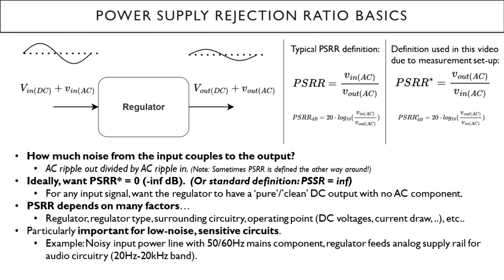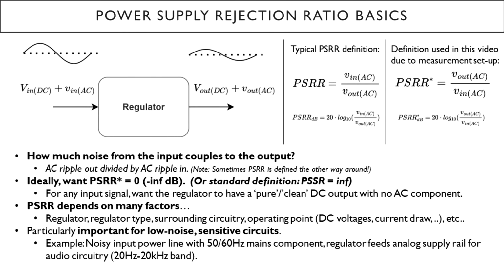Again, PSRR is particularly important for low noise sensitive circuits. For instance, if you have a noisy input voltage feeding a regulator, let's say you have 50 or 60 Hz mains component in that DC input, and the regulator has terribly poor power supply rejection ratio around those frequencies, that 50-60 Hz will be in some way, shape or form coupled to the output. Now, if that feeds an analog supply rail, for instance for some sensitive audio circuitry, which is typically in the 20 Hz to 20 kHz band, that isn't particularly great news.